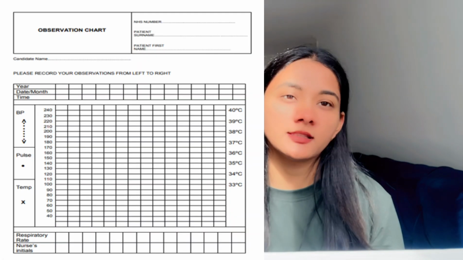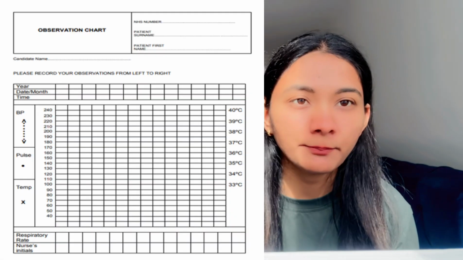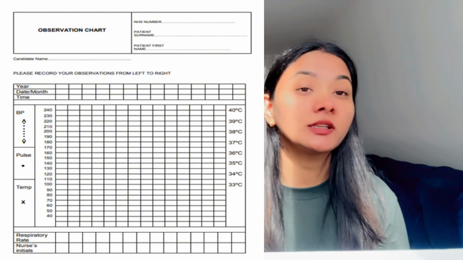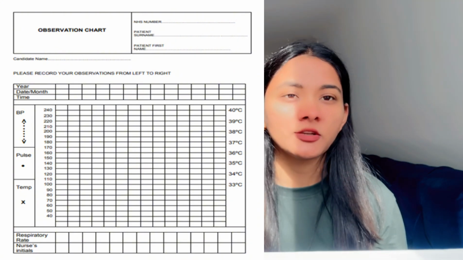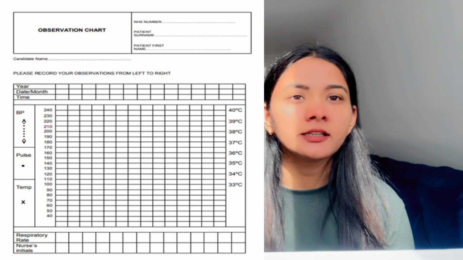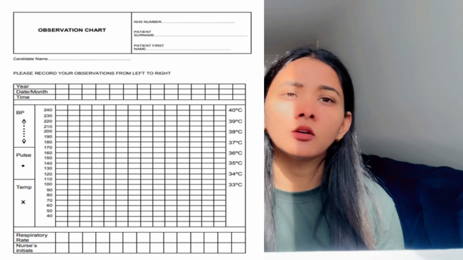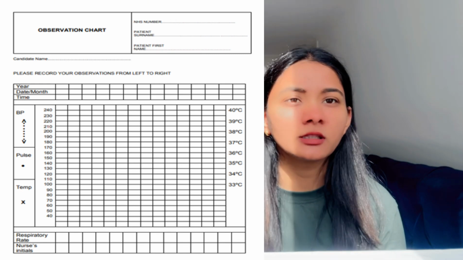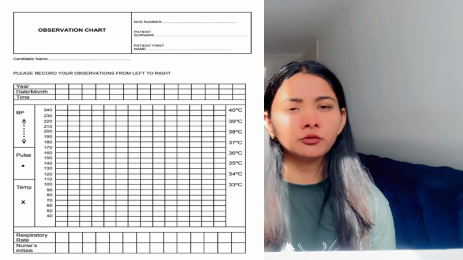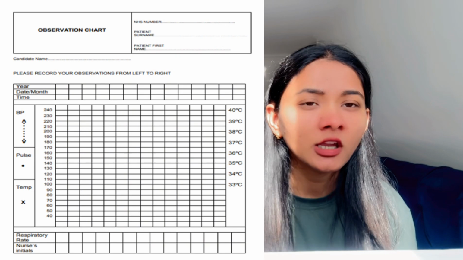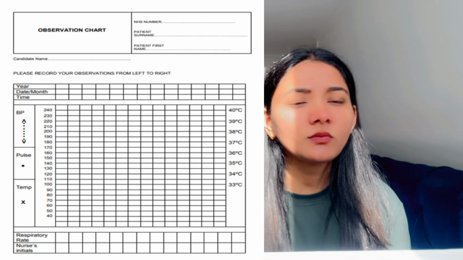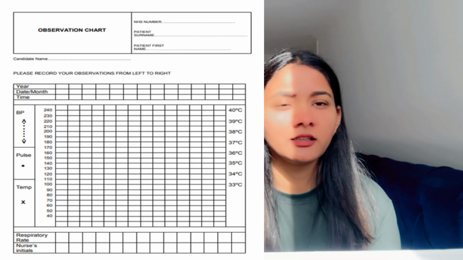So let's start with the basic observation chart. Our first chart is the basic observation chart, which is a very simple chart we use for documentation in the assessment to document a patient's vital signs. Firstly, there are patient details. Sometimes these are pre-filled and sometimes you have to fill them in. All the details will be given to you in the patient history form, so you can just copy from it. And if they are pre-filled, there is nothing to do.